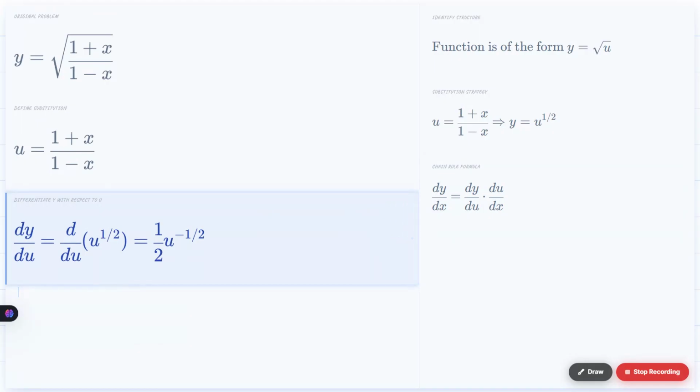We find dy divided by du by taking the derivative of u to the power of 1/2. We do this to find the first part of our chain rule. The power rule says we multiply by the power and then take 1 away from the power.